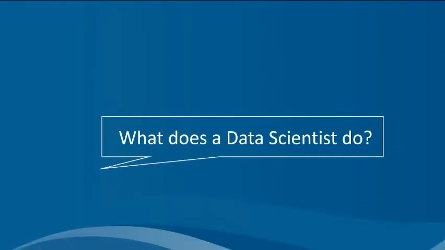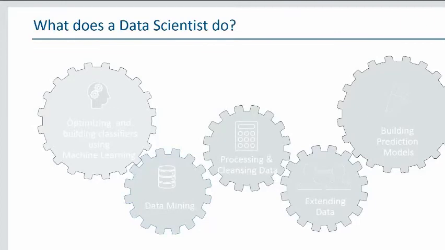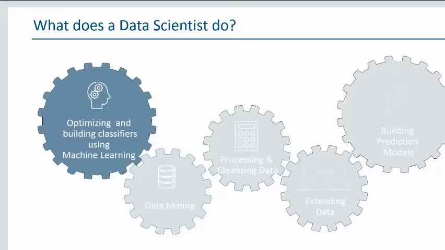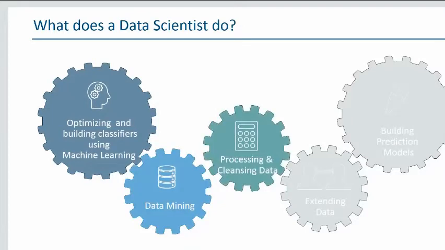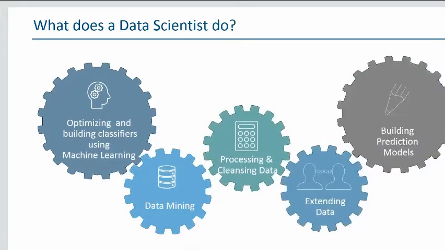Now, what does a data scientist do? What are his roles and responsibilities? A data scientist is responsible for a couple of things, namely optimizing and building classifiers using machine learning, data mining, processing and cleansing data, extending data, and building prediction models. You will know more about all these roles when I talk about how to solve a problem in data science.